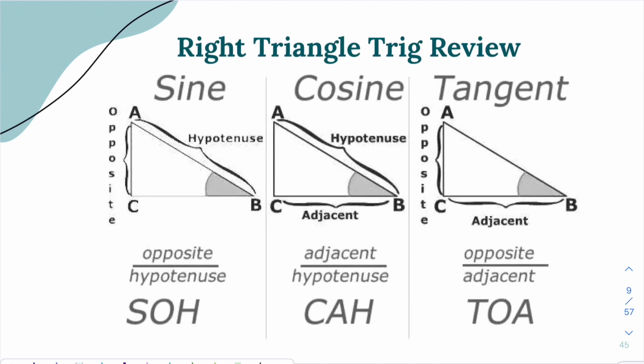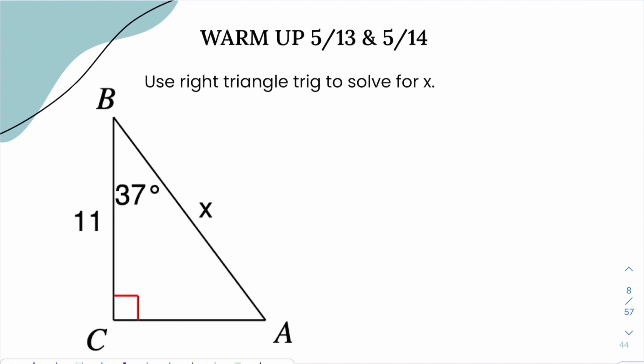is sine, cosine, and tangent, where sine is opposite over hypotenuse, cosine is adjacent over hypotenuse, and tangent is opposite over adjacent. Right triangle trig allows us to solve for side lengths of right triangles. So I'd like you to pause this now and try and solve for x.